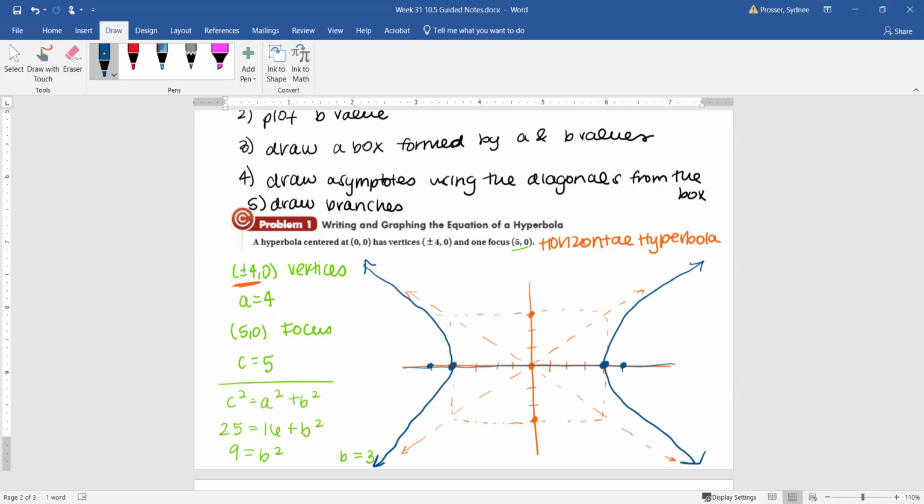Okay, and so everything that's in blue there is the graph of this hyperbola. Our vertices are plotted, our foci are plotted, our two branches are plotted, and we couldn't have done this without those two asymptotes. So the two asymptotes are really important. And we couldn't have gotten to the asymptotes without drawing the box, which is why I needed to find the b value.